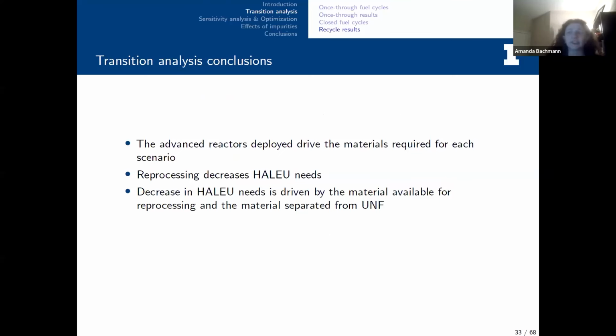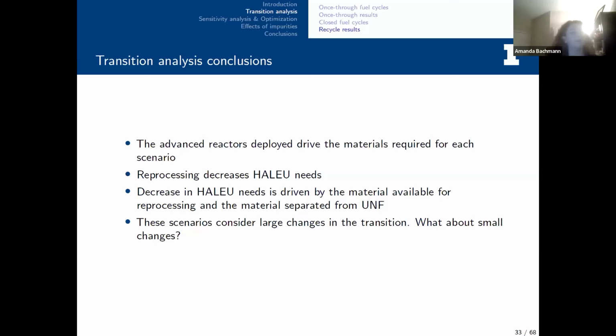So looking at the transition analysis here, we really saw that the advanced reactors that you deploy are going to drive your material requirements for each of your scenarios. If you close that fuel cycle, whether it's limited or reprocessing, you're going to decrease your HALEU needs, but how much you decrease it by is going to be driven by the reprocessing scheme that you use and what material you are reprocessing. And then you have a decrease in your HALEU needs driven by material that's available from your reprocessing and what you separate out from your UNF.